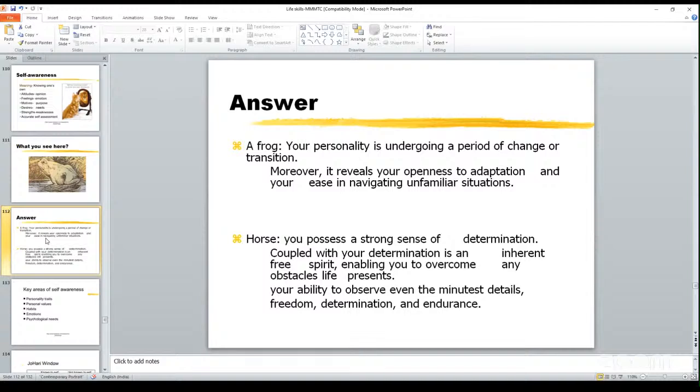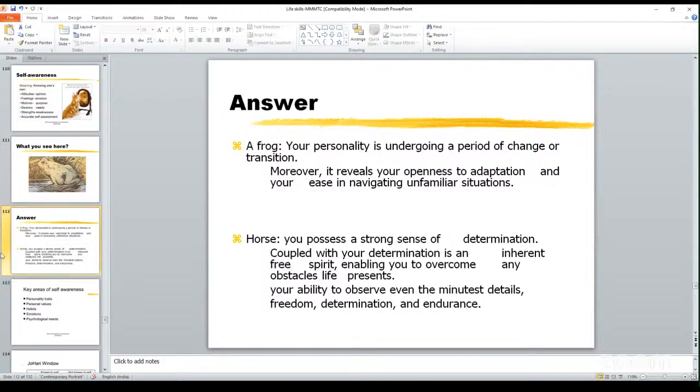But if you see a horse, you possess a strong sense of determination. Coupled with your determination is an inherent free spirit, enabling you to overcome any obstacles life presents. Your ability to observe even the minutest details, freedom, determination, and endurance. So the micro observation also you can find here.